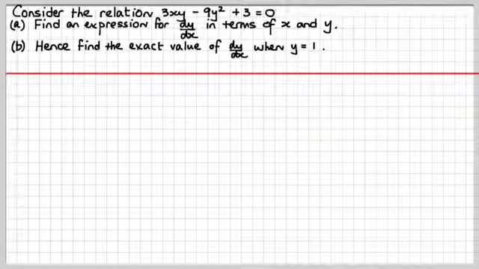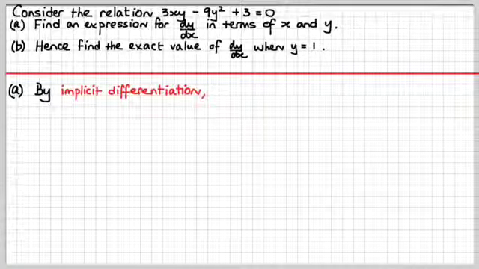3xy minus 9y squared plus 3 equals 0. In part A, we have to find an expression for dy/dx in terms of x and y, and in part B we have to find the exact value of dy/dx when y equals 1. Let's have a go at this. Part A. Now, by implicit differentiation, guys, this is what you will get.